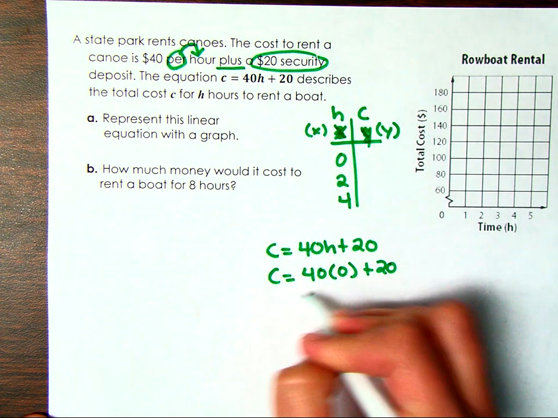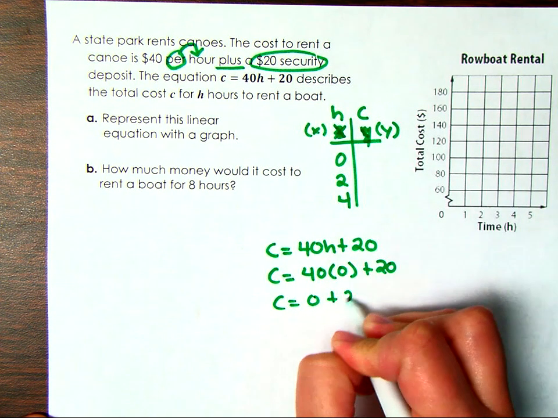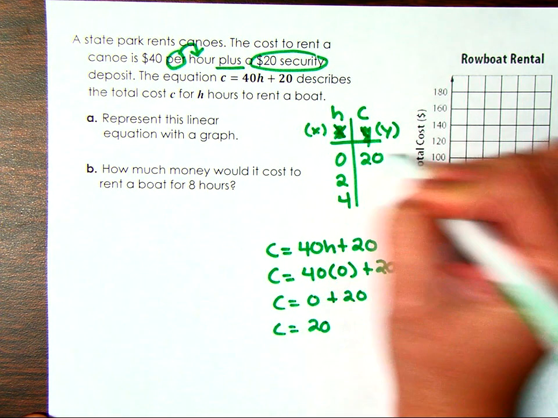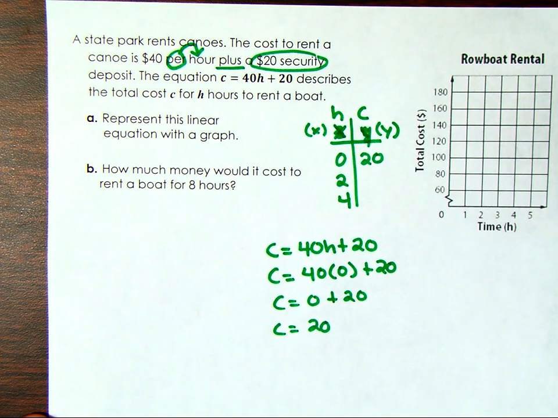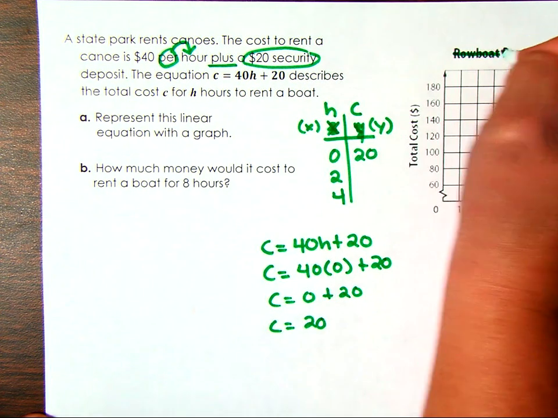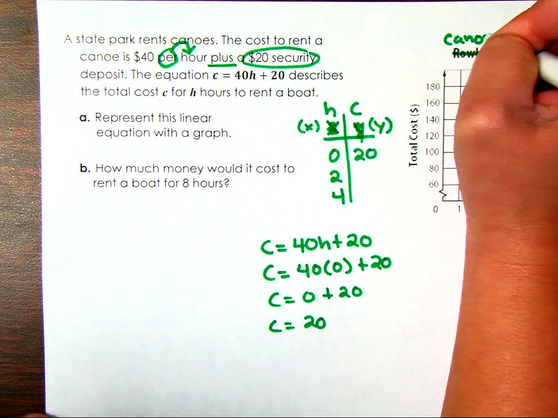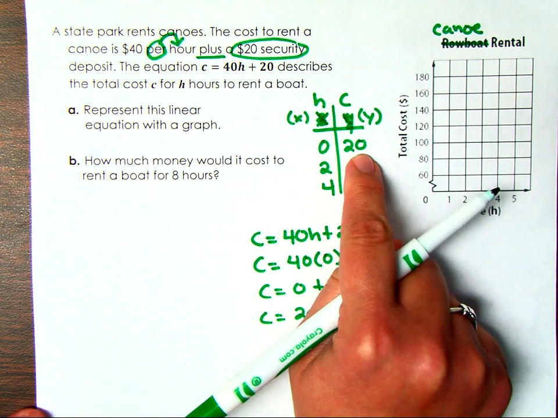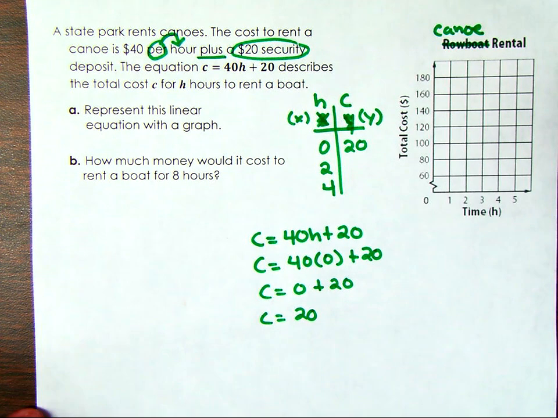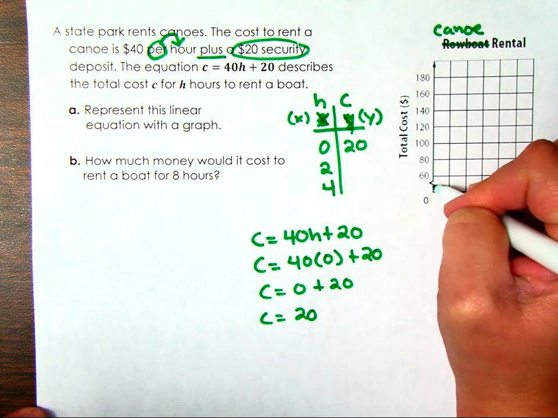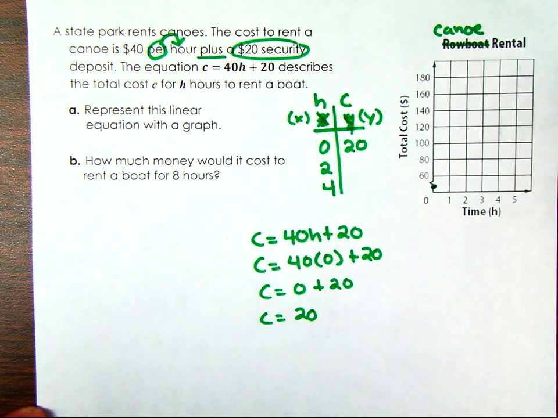So 40 times 0 is 0, 0 plus 20 is 20. So even with you not going anywhere in that canoe just yet, it's still going to cost you that $20 security deposit. So $20 first, and then every hour after that, it's going to be $40 per hour. So when X is 0, Y is 20, so we could say it's somewhere right there.